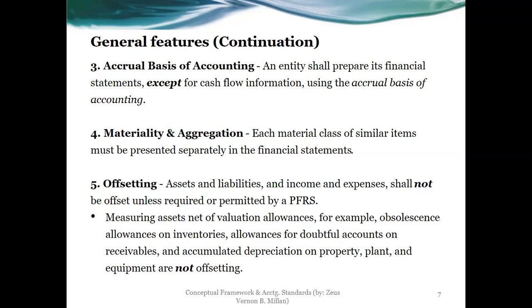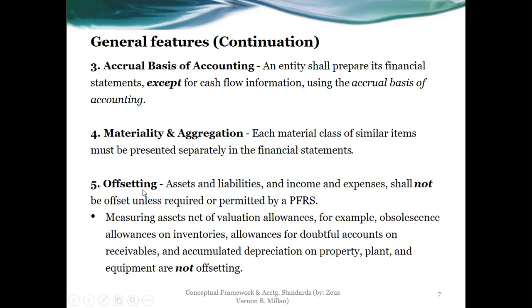So simply put, accrual basis of accounting states that income is earned regardless of when collected, while expense is incurred regardless of when paid. So that's number 3. Next, for materiality and aggregation, we are going to combine items that are of similar nature, and items of different nature should be presented separately, but they can be combined as other assets, for example.